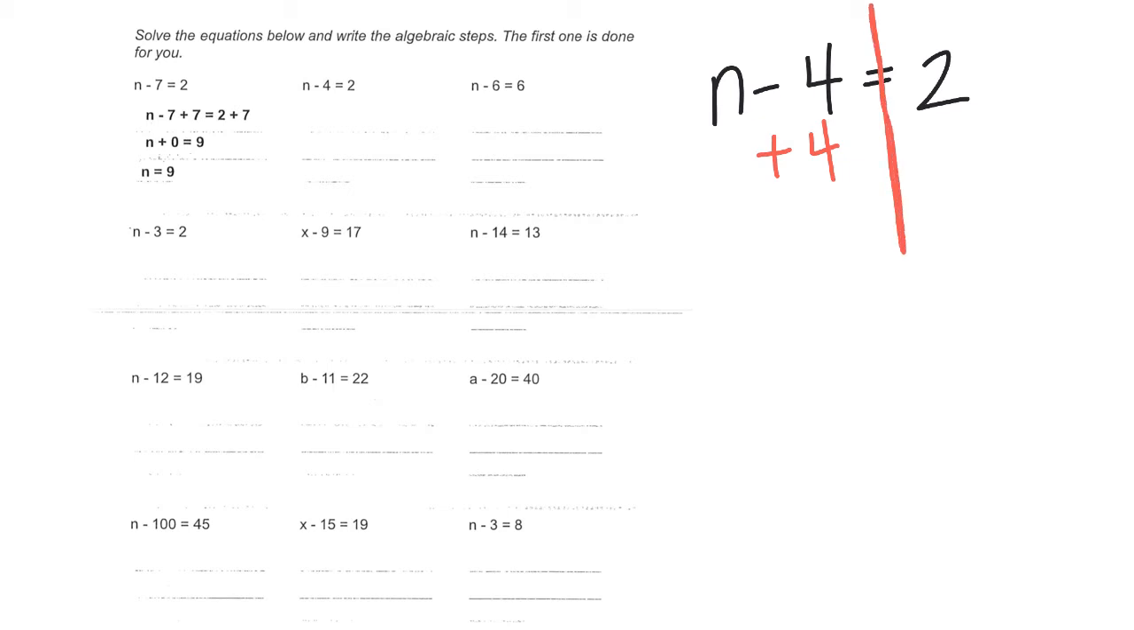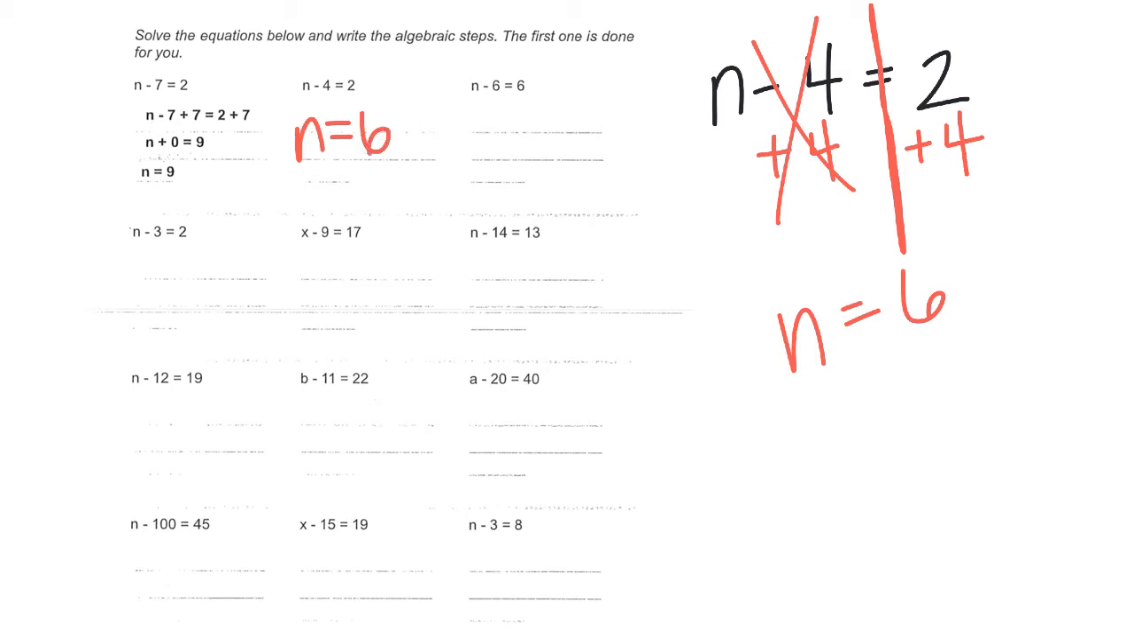So I have to add 4 on the left side of the wall, and I have to add 4 on the right side of the wall. When I do that, what I notice is that minus 4 and plus 4 cancel each other out. So I'm left with n equals, and then on the right side of the wall, I have 2 plus 4, which gives me 6. So my answer for this first one would be n equals 6.